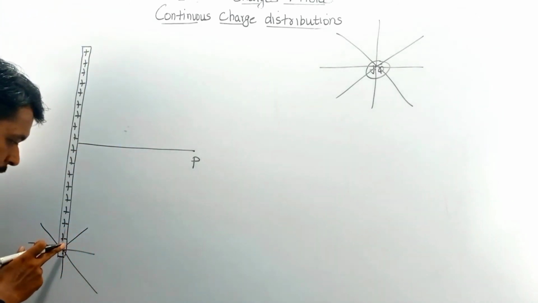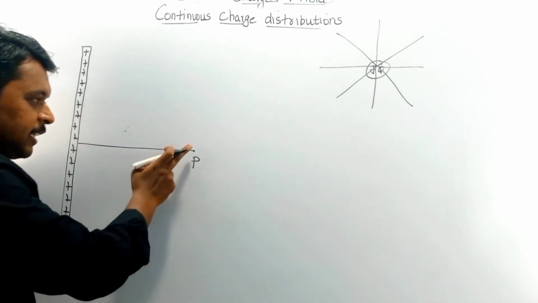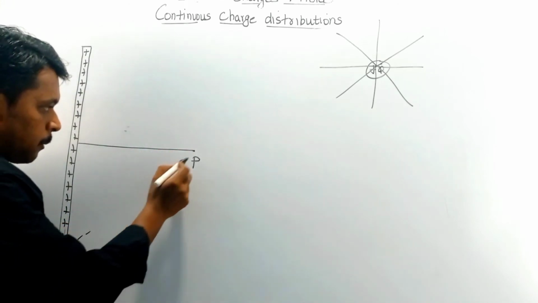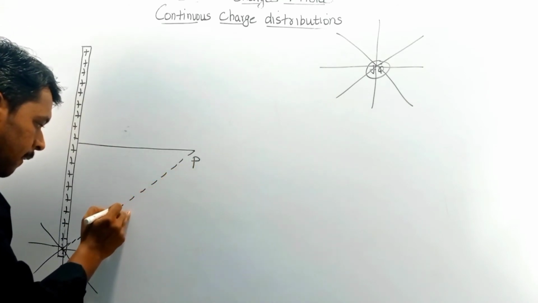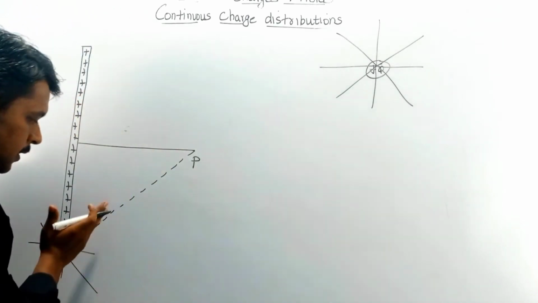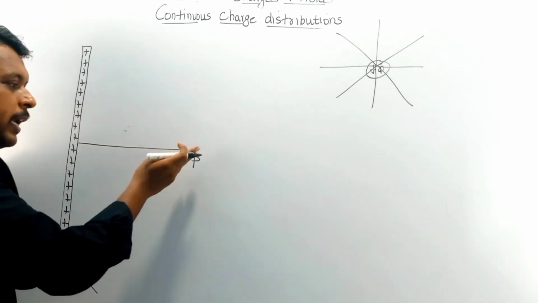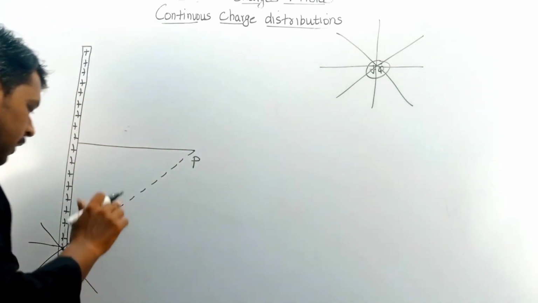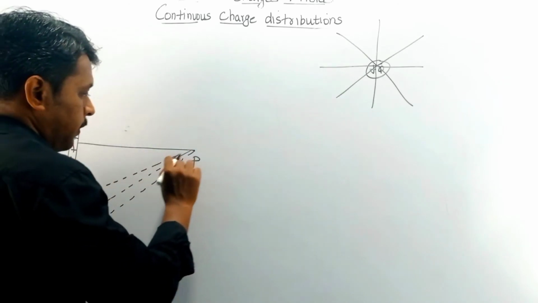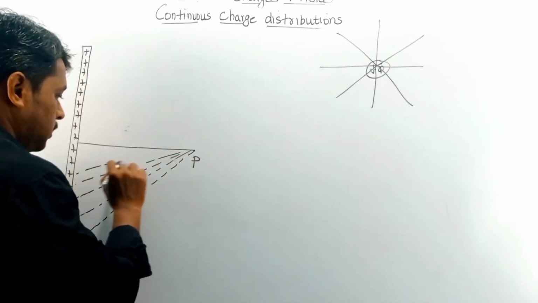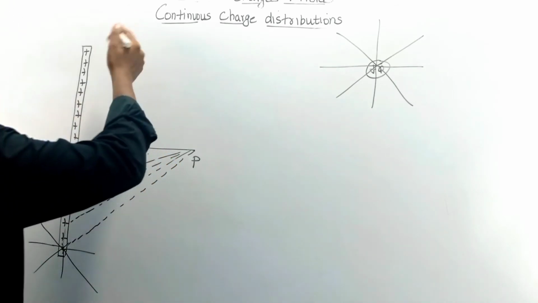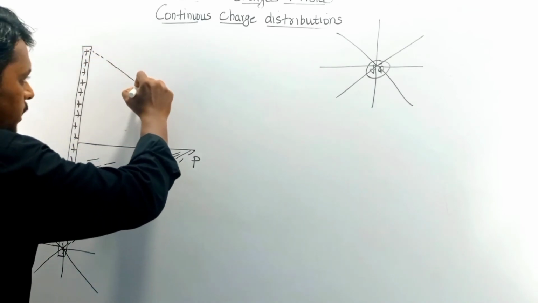This particular arrangement reaches the point P. Let us set this as the limit. After this, no electric field reaches this point P. Similarly, for all the charges, this direction of electric field reaches point P. This one, this one, this one. So from this, it will be straight. Similarly, upwards also, this arrangement will reach this point P.